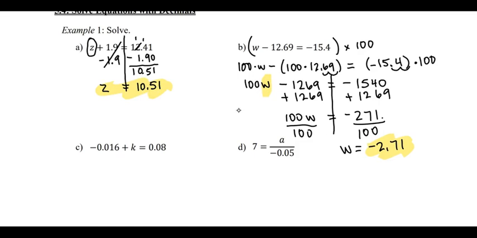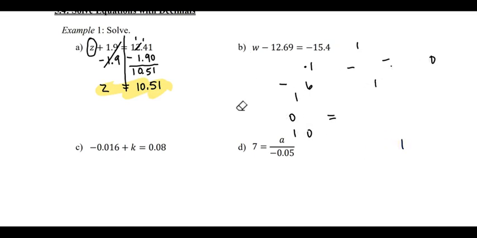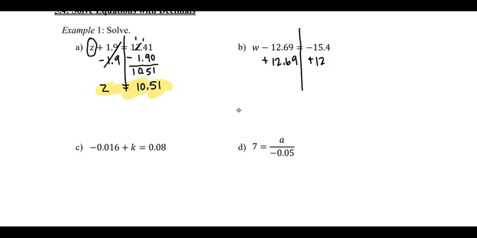So we're going to go back and redo this whole problem with just the decimal numbers with the first method. Okay, so here, traditionally, we're just going to go ahead and add 12.69 to both sides. All right, so again, let's write it out horizontally so we can see what we're doing. So we're doing negative 15.4 plus 12.69.